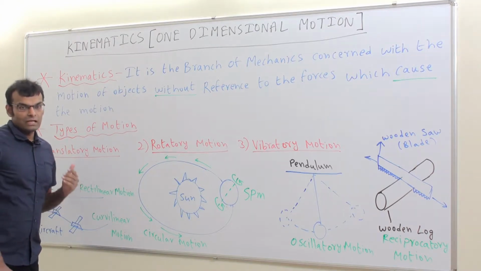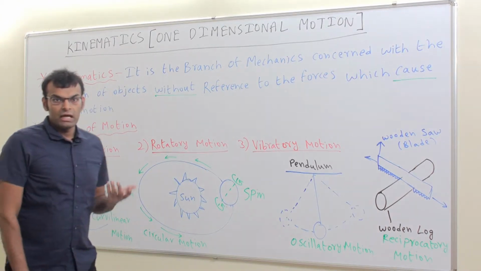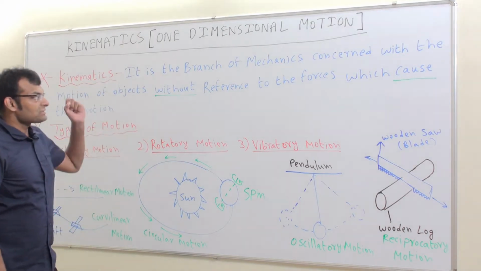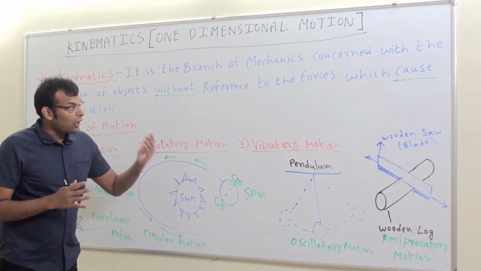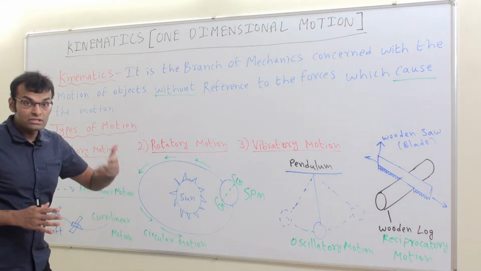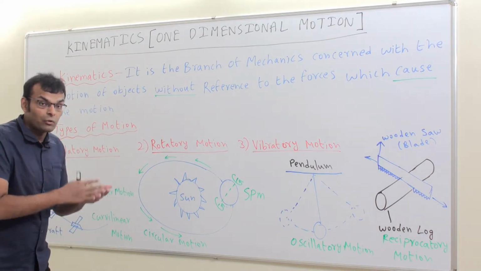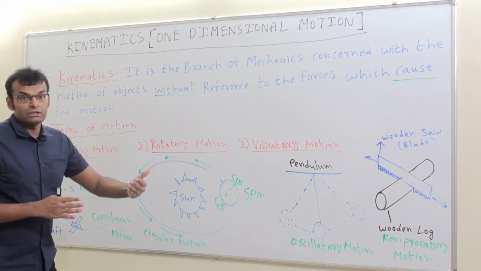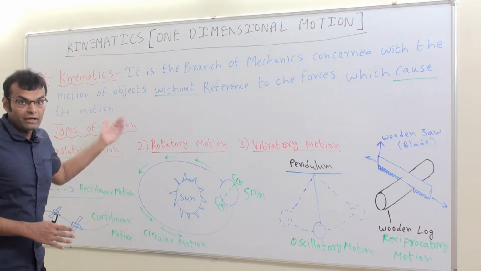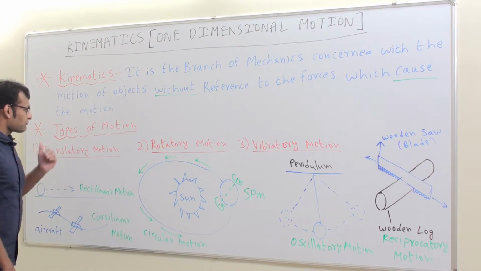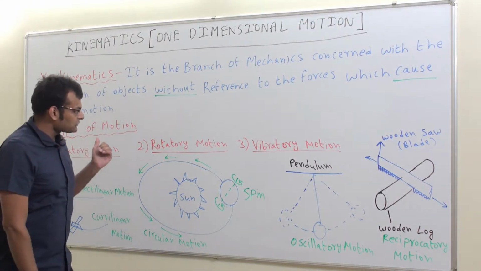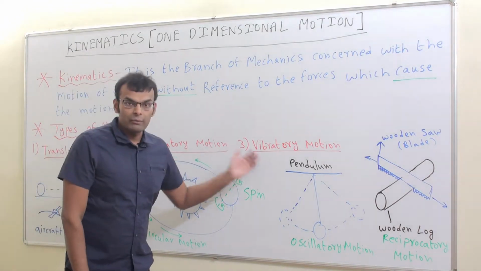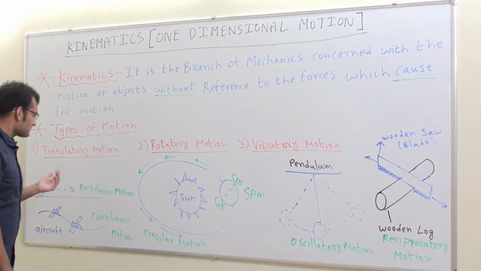What does it mean? That means we have different types of motion, and it says that kinematics is the branch of mechanics where we won't be looking at the cause of the motion, that is the forces responsible for the motion, but we'll be only looking at the types of motion that is prevailing in the kinematics. So let's see the different types of motion. There are three different types of motion, that is translatory motion, rotatory motion and vibratory motion. Let's see what are these three types of motion.